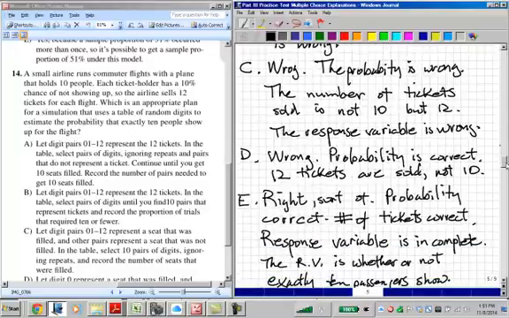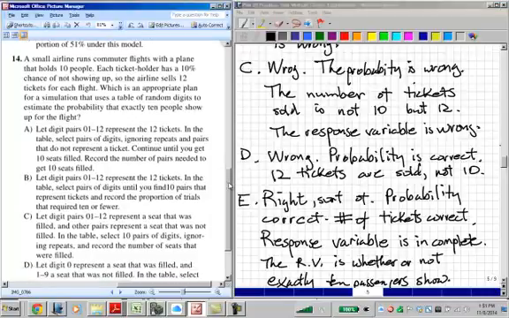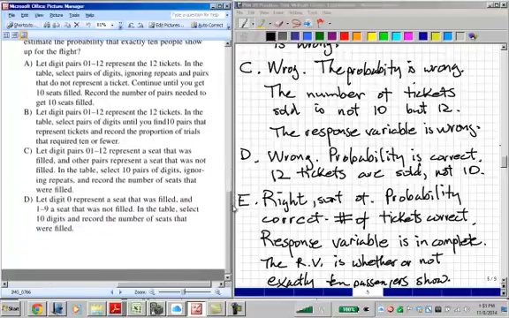C, let digit pairs 01 to 12 represent a seat that was filled and other pairs represent a seat that was not filled. In the table, select 10 pairs of digits, ignoring repeats, and record the number of seats that were filled. All right. Probability, again, is way off. The number of tickets sold is not 10, but 12.